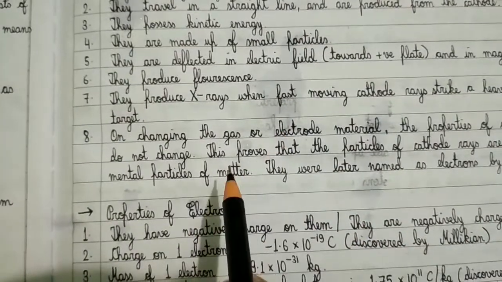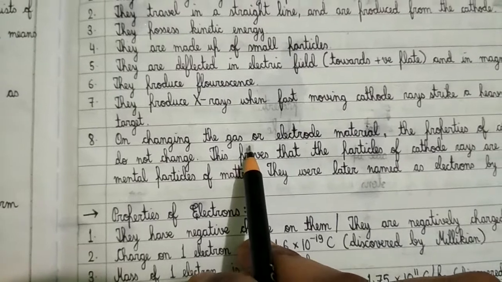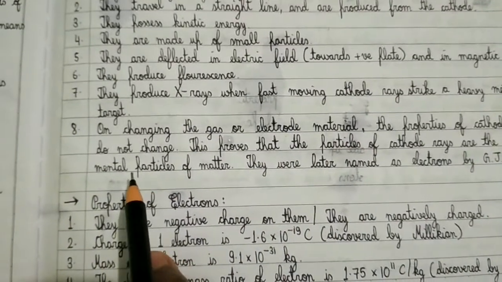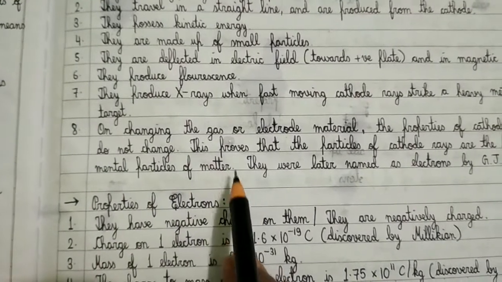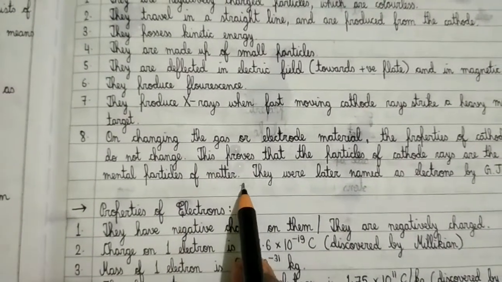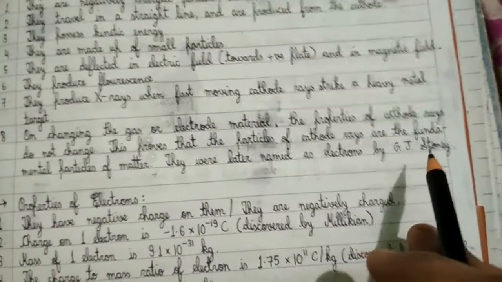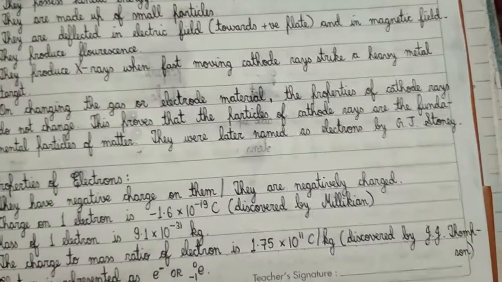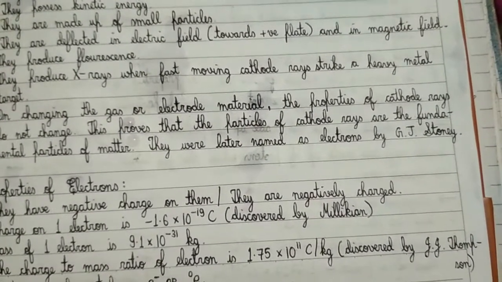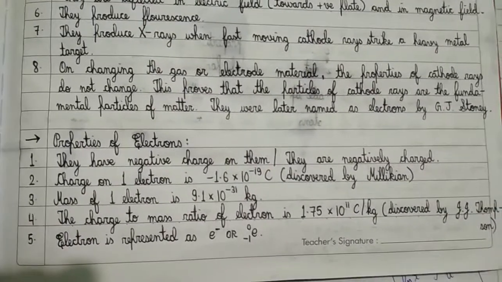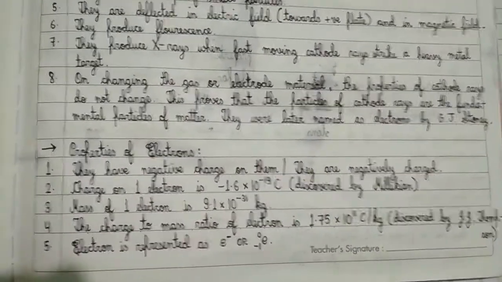So it was found that the properties do not change. Therefore, it was proved that the particles of these cathode rays are the fundamental particles of matter. These fundamental particles of matter were later renamed as electrons by another scientist named G.J. Stoney. So they were named electrons, and then we study the properties of electrons.